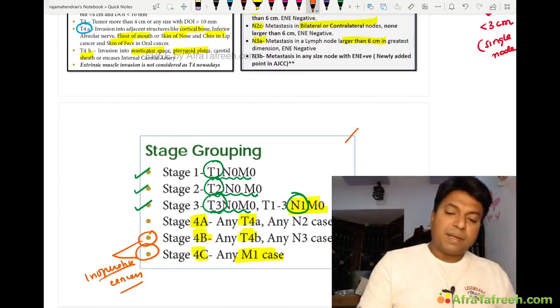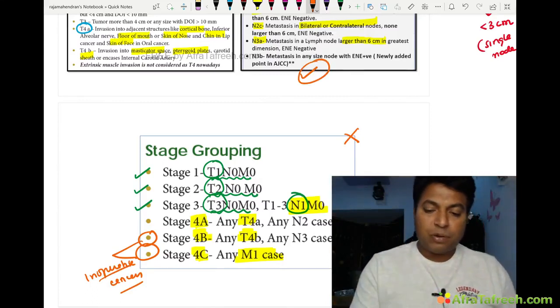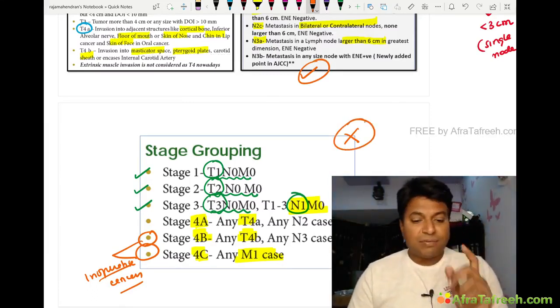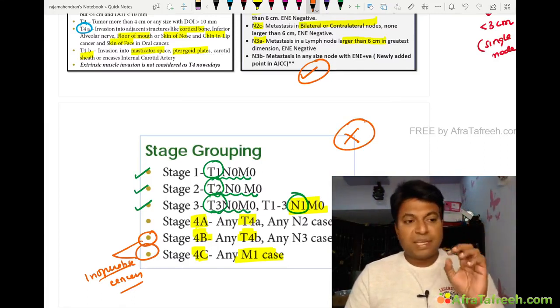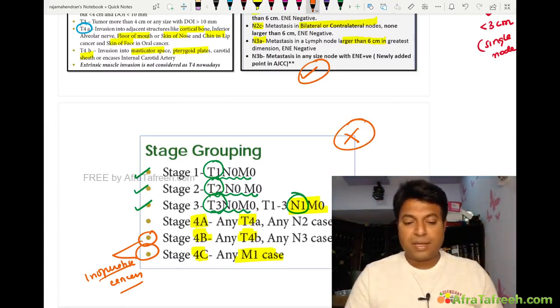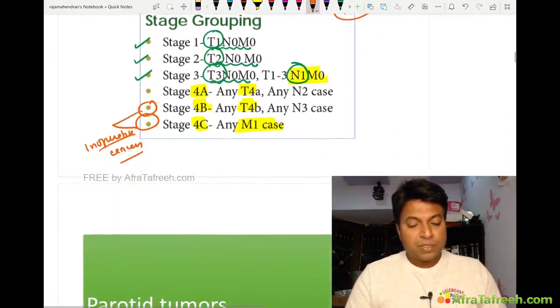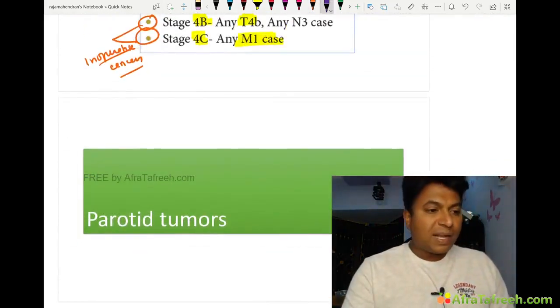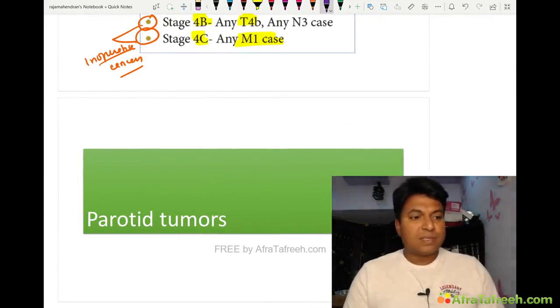Even if you may not remember the grouping, it's not a matter, because they may not ask you the grouping, but they will definitely ask you the TNM staging by giving a lesion. So just remember them clearly. If you have any doubt in oral cancer, please tell me. Oral cancer is a high yield topic. Any doubts if you have, please tell me.